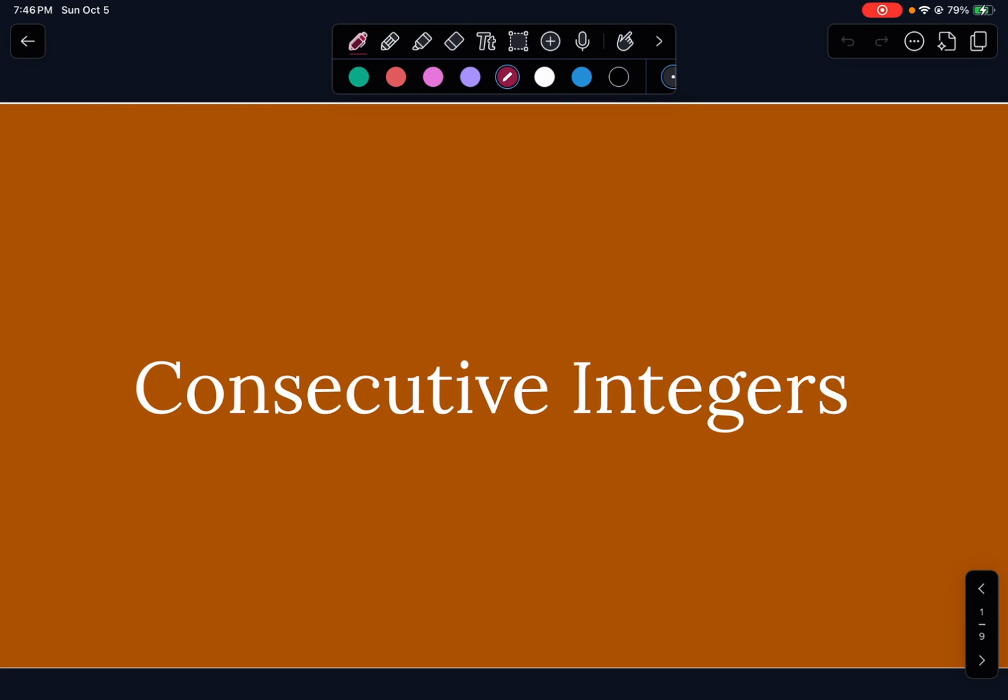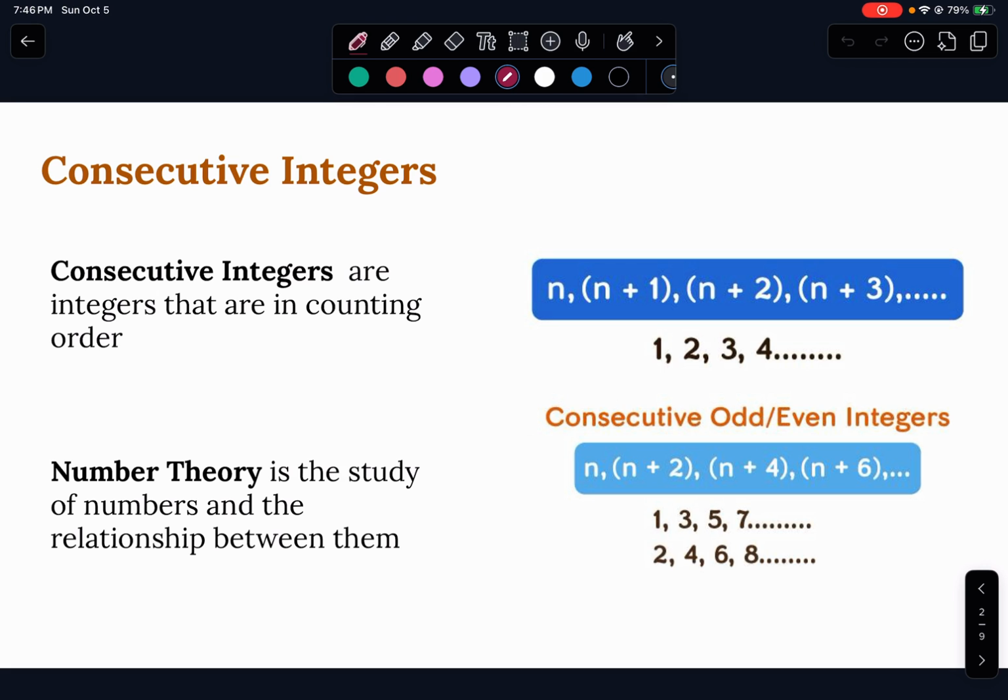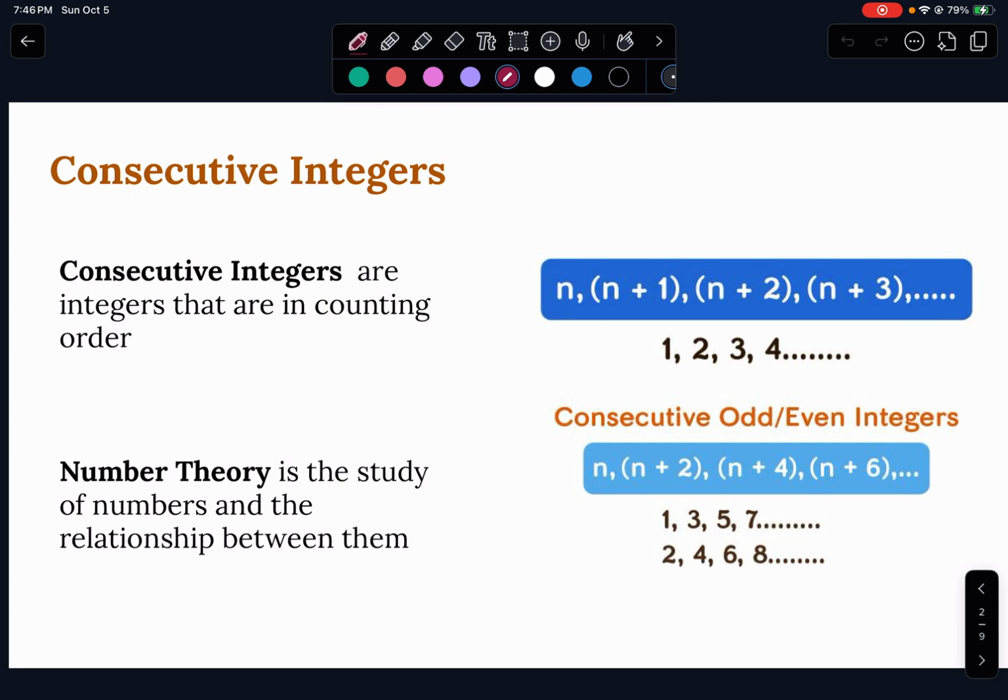Hi everyone, in this video we are going to learn about consecutive integers. So first off, consecutive integers are integers that are in counting order. So for example, we have 1, 2, 3, 4. Those would be consecutive integers. They just come one after another.